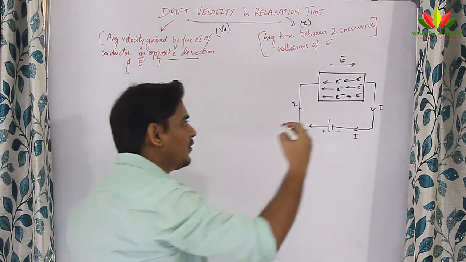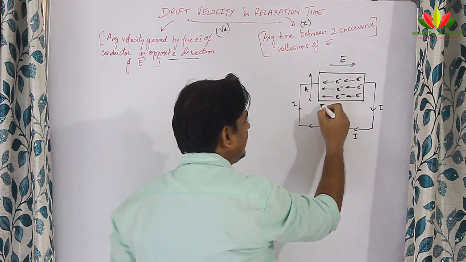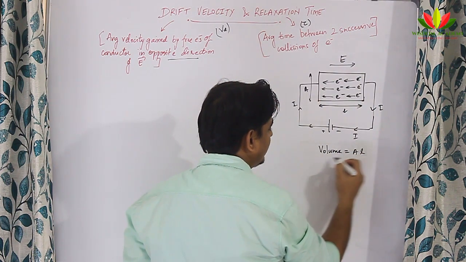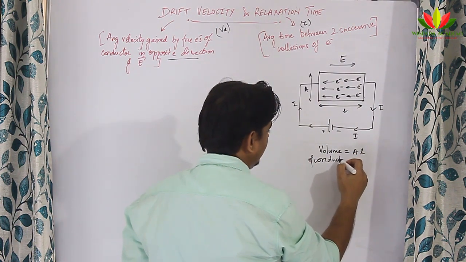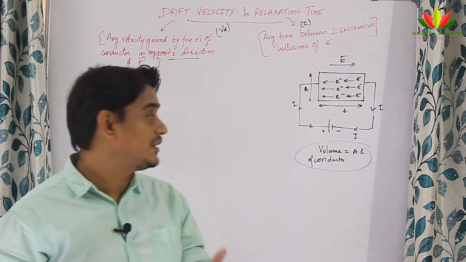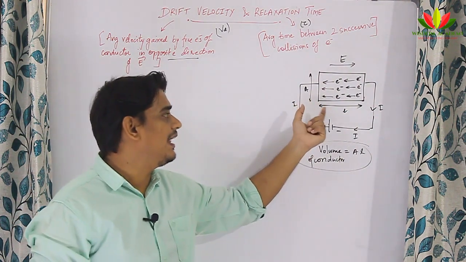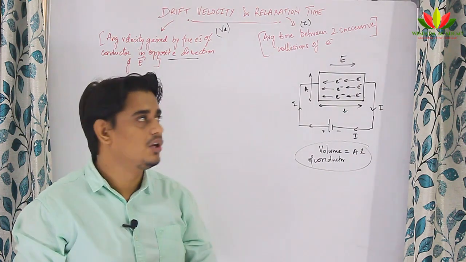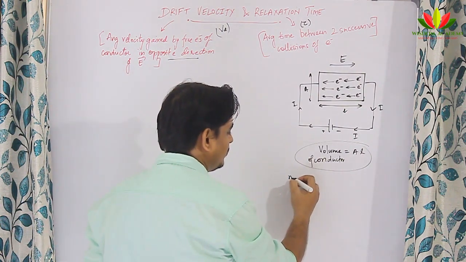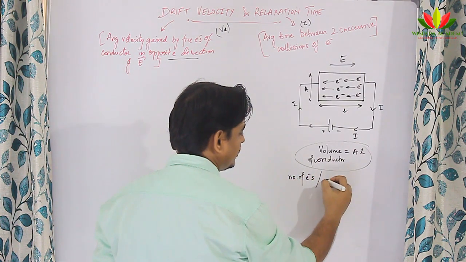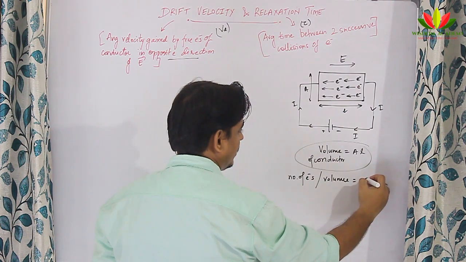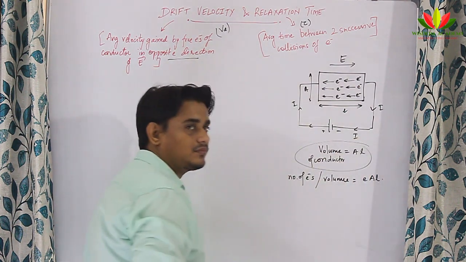If the area of cross section of the conductor is A and the length of the conductor is L, then its volume will be A into L, isn't it? Why am I finding this? Because in practical life, we will not have a specific dimension of length and area. It can be anything. So we will find the number of electrons per unit volume, which will be equal to n, so the number of electrons is n into A into L.